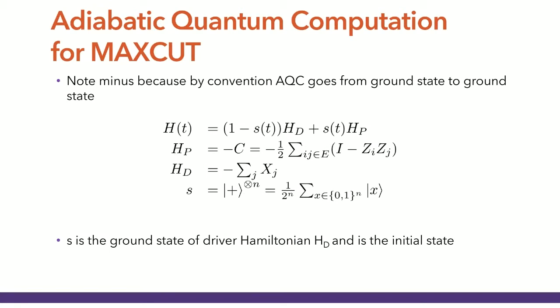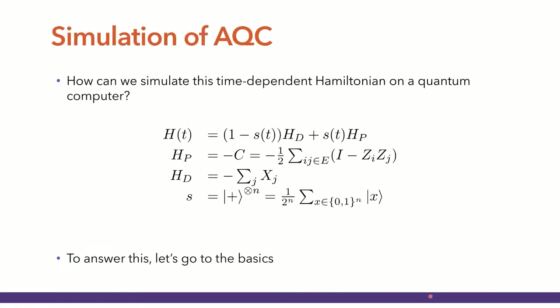And so in our max cut case, we are going to write it out. We're going to use our problem Hamiltonian to be the max cut, and our initial Hamiltonian, which is our simple Hamiltonian, is just going to be a sum of Pauli X on all qubits, which has the ground state of the uniform superposition state. So how can we simulate this on a quantum computer? I'm going to show you what the simulation circuit for this is, and how it can be considered a special case of QAOA.